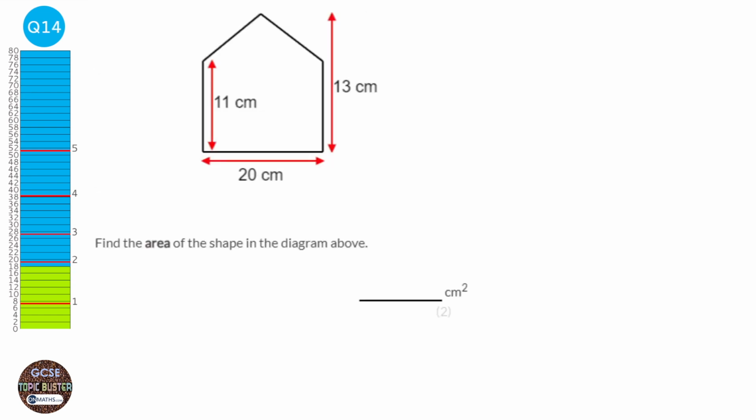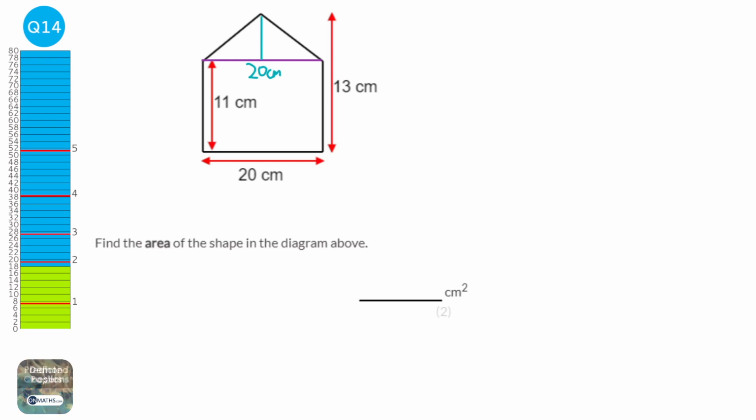To answer this question, we need to cut this shape into 2 shapes. So we're going to draw a line across here, and we're going to cut it into a rectangle and a triangle. Now we need to first of all label the parts of the triangle. So the length or the width of the triangle, the base, will be the same as the base at the bottom, so that will be 20 centimeters. And we need to find the height, which is this length here, which is 90 degrees to the base.